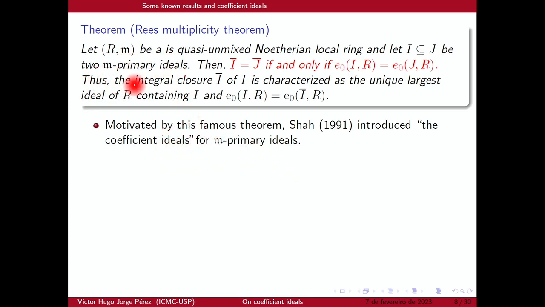Looking here, in this theorem, these ideals are m-primary ideals. Hilbert-Samuel multiplicity is defined only for m-primary ideals. This hypothesis is very, very important here. It's necessary, the hypothesis of m-primary ideal, to define this Hilbert-Samuel multiplicity.